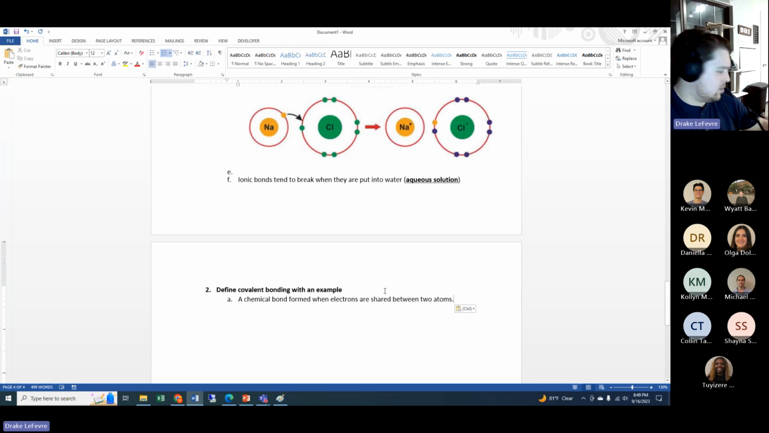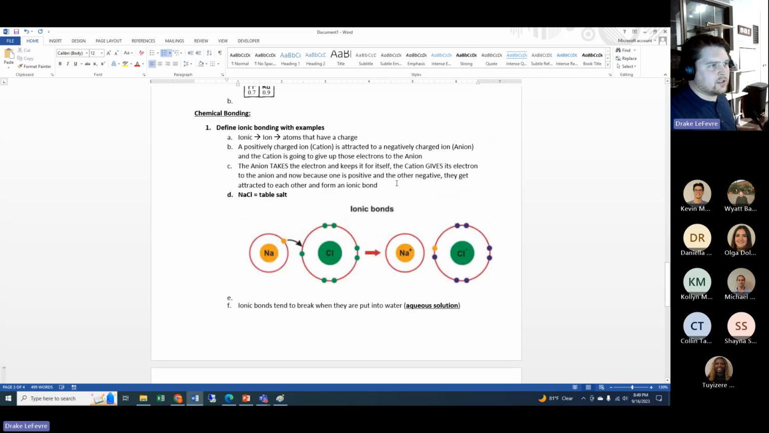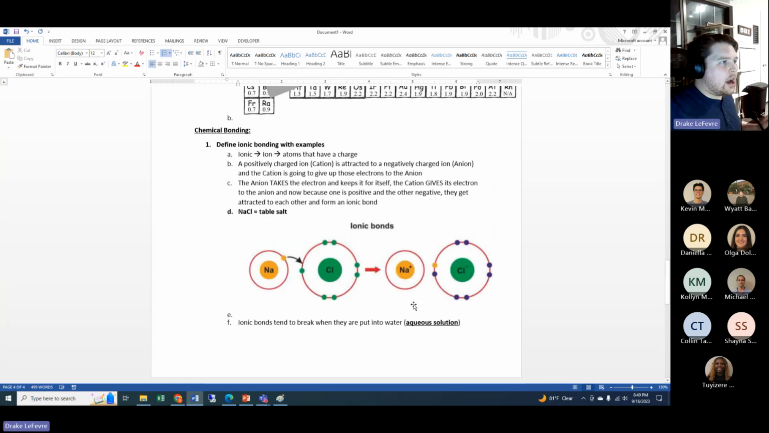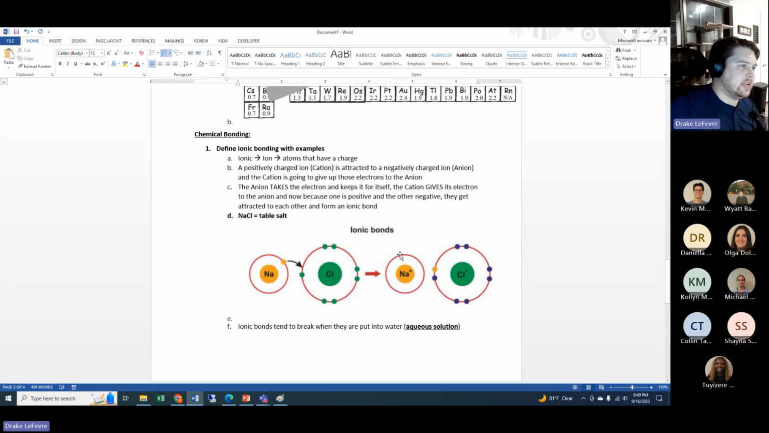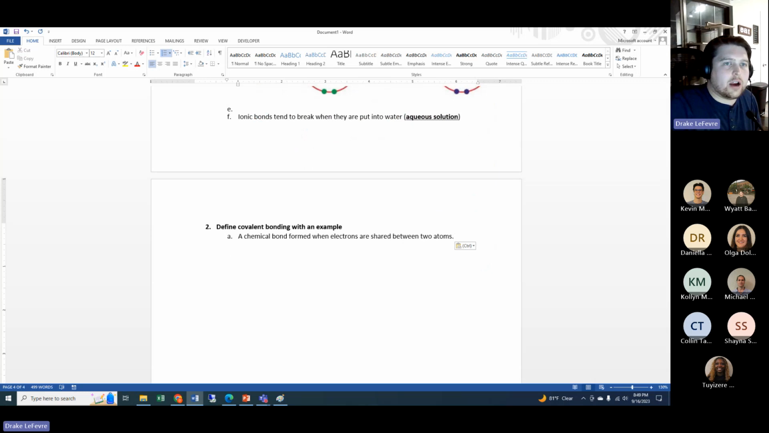You will get asked almost this exact type of question, like which of the following bonds shares electrons, or which of the following takes electrons from the other. You'll have some sort of question along those lines, either in a quiz or an exam. So understand that ionic bonds take electrons, and in covalent bonds, the electrons are shared between the two atoms.